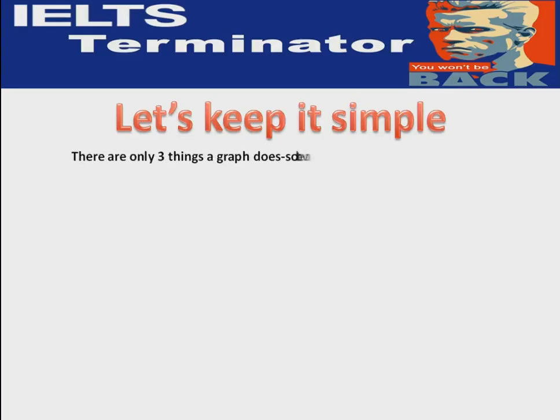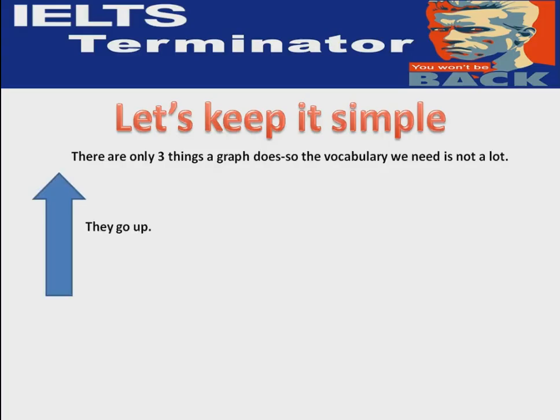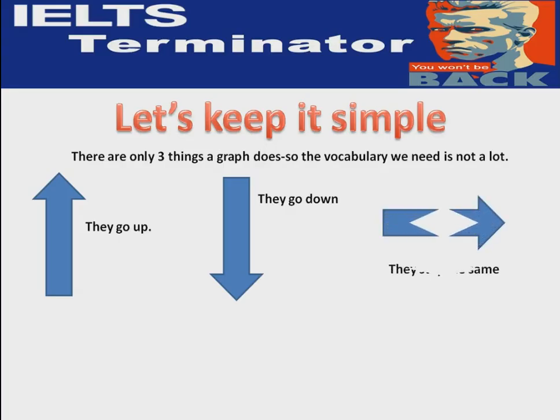There are only 3 things that a graph does. So the vocabulary we need is not a lot. Firstly, graphs go up. They go down. And they stay the same. Basically, that's it.